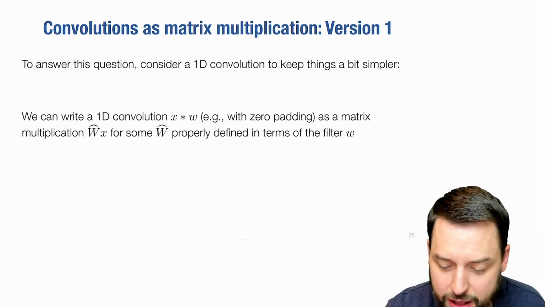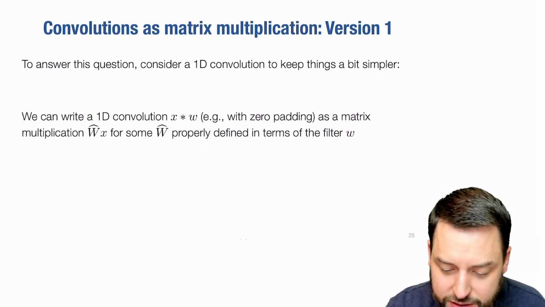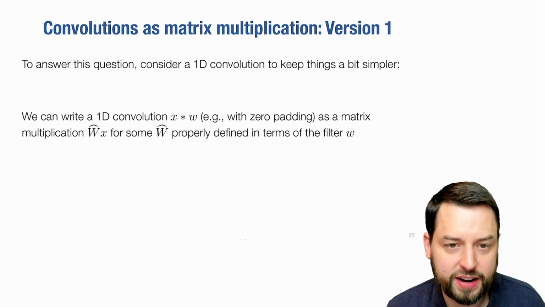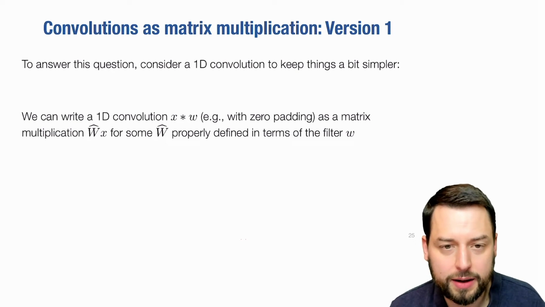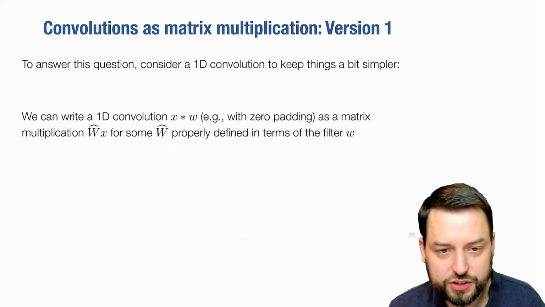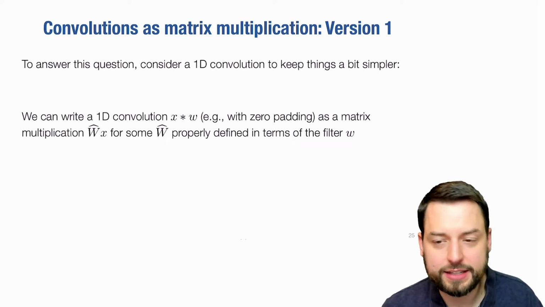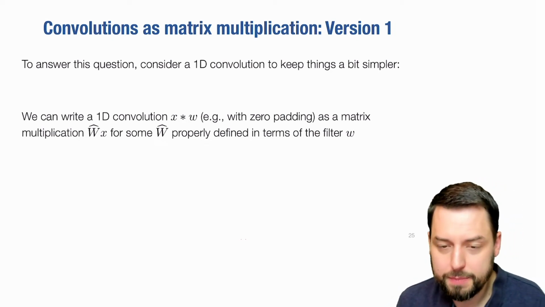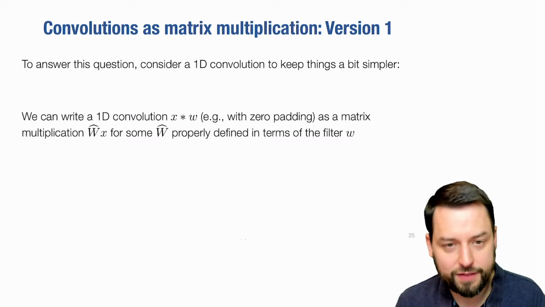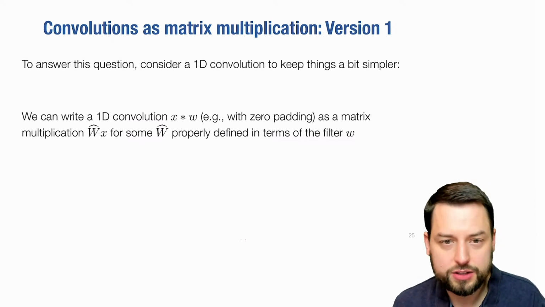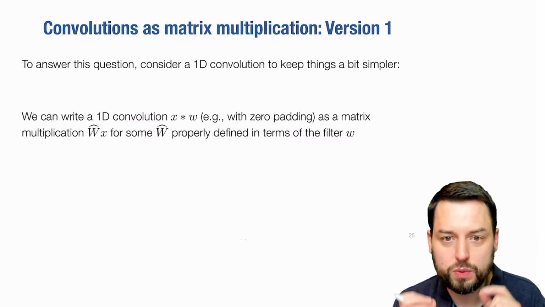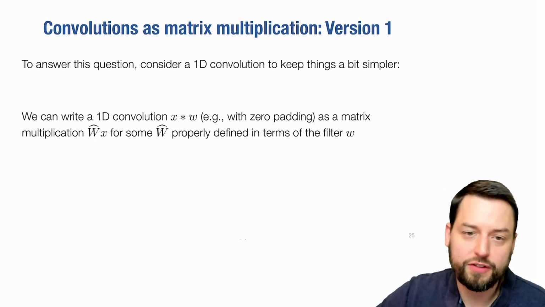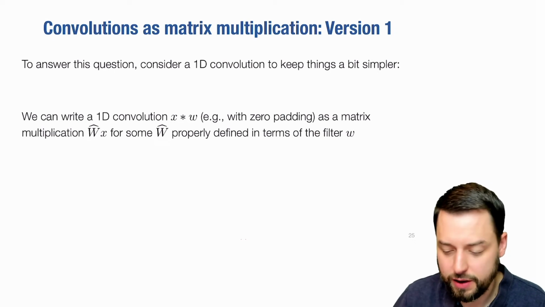Let me use a bunch of possible inputs here. I'll use different colors, in fact. I'm going to consider a simplified case where I only have a 1D convolution. I'm going to take a 1D signal and convolve it with a 1D set of filters, because it's easier to view that way. Hopefully it's obvious how this will extend to the 2D case. In fact, we will show how to implement this in the 2D case when we talk about the implementation of convolutions in a few lectures from now.